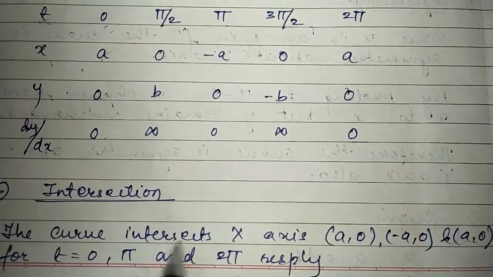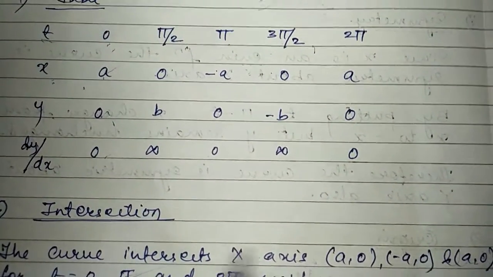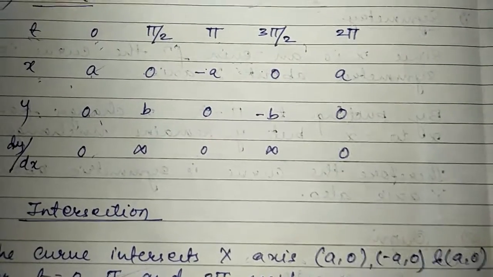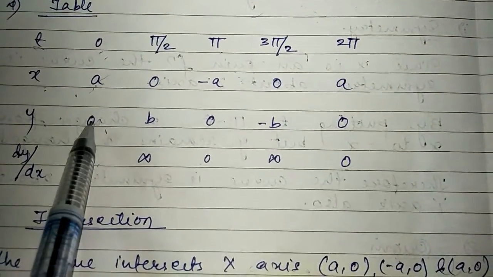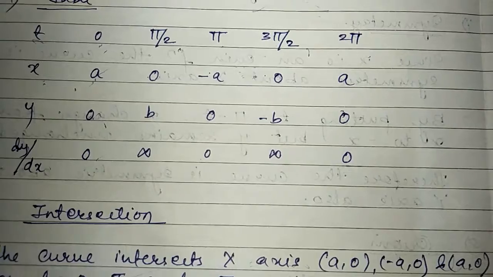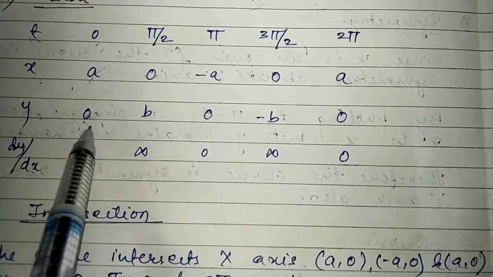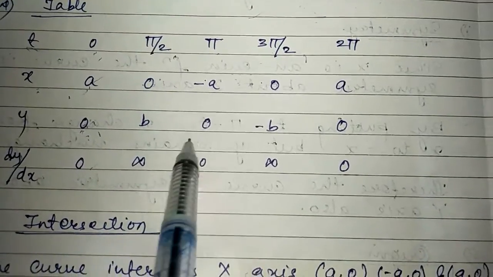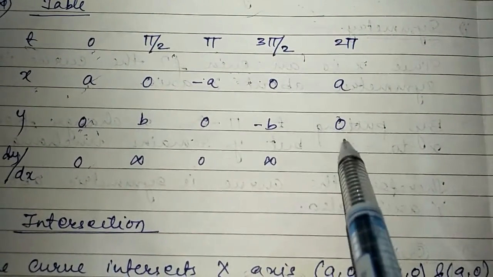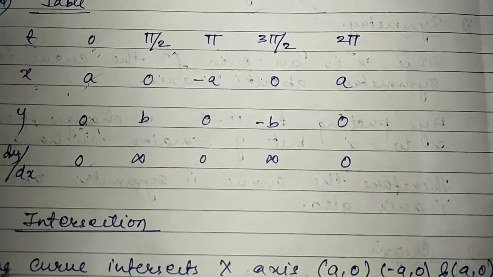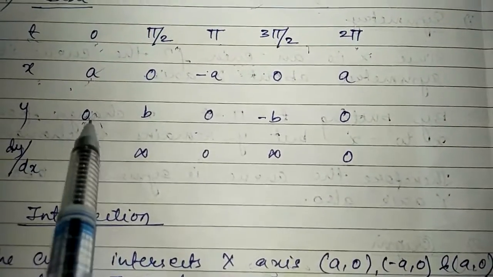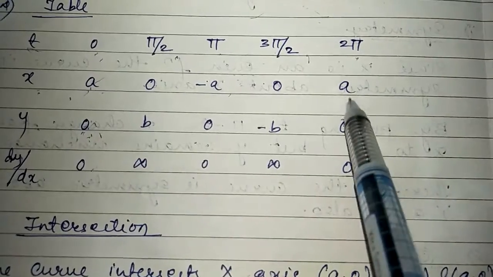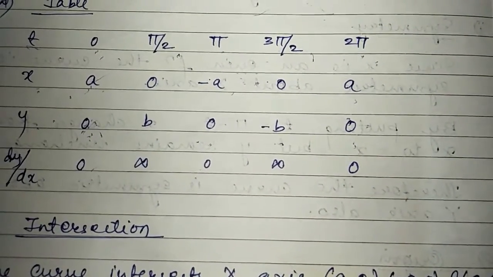Now we can see the curve intersects the x-axis at (a, 0), (minus a, 0) and again (a, 0). You can see these points. When the curve intersects the x-axis, y is 0. So we have y equal to 0 at these 3 points, when t is 0, when t is equal to pi and when t is equal to 2 pi. At these points, the coordinates are (a, 0), (minus a, 0) and (a, 0).